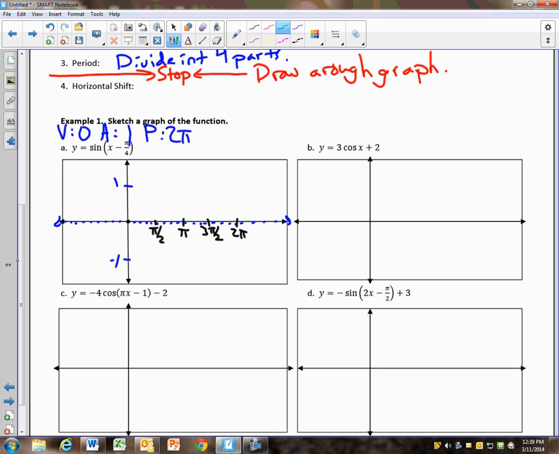There is a horizontal shift here, but I'm going to ignore it right now. I'm going to just do a brief sketch of this graph as though there is no horizontal shift. Where will I start for this graph? Yep. Start right in that middle. Will I move up or down? Up. Everyone okay with that?